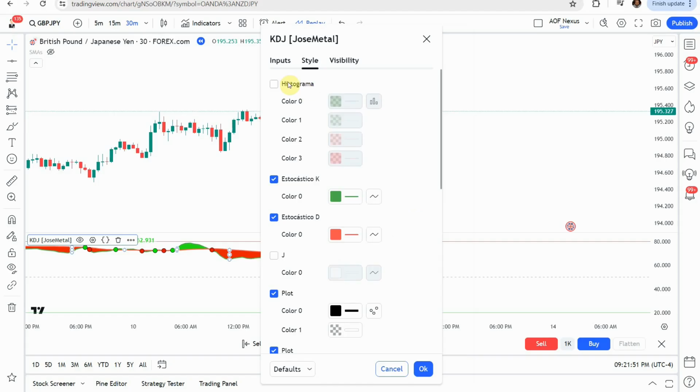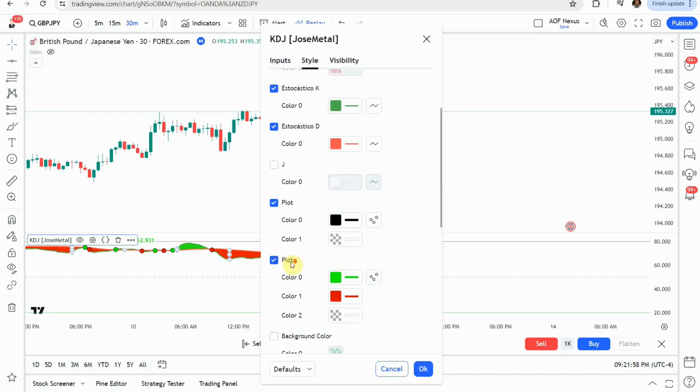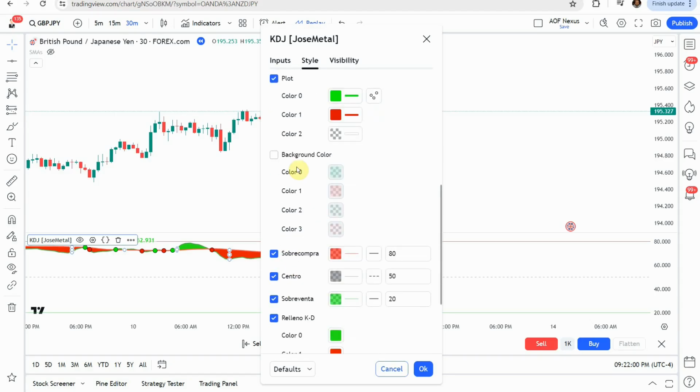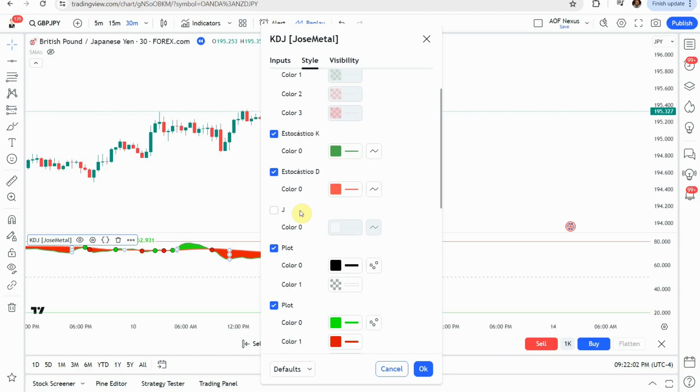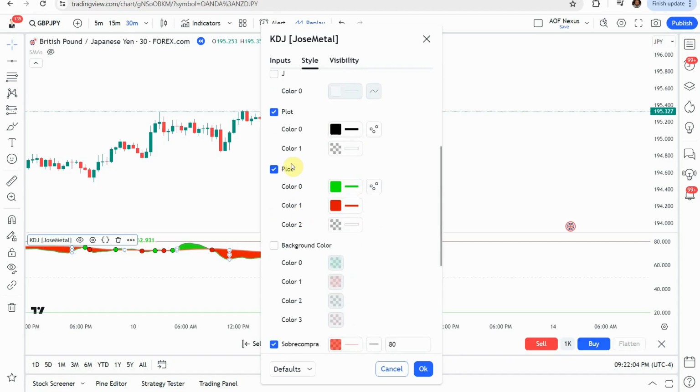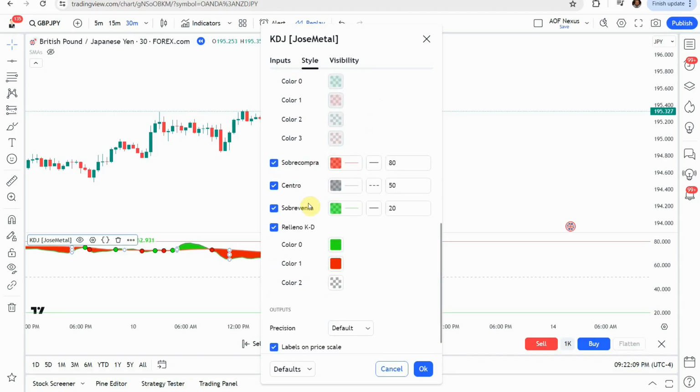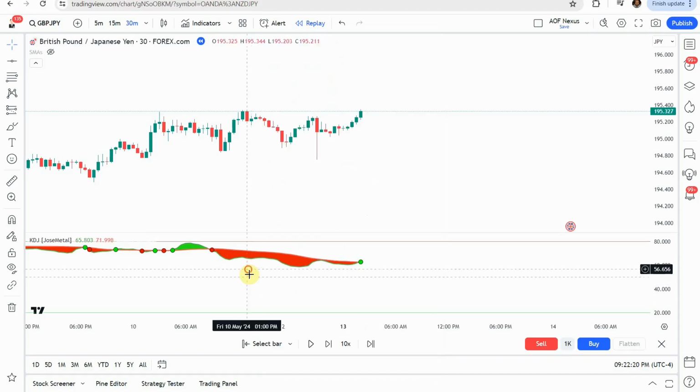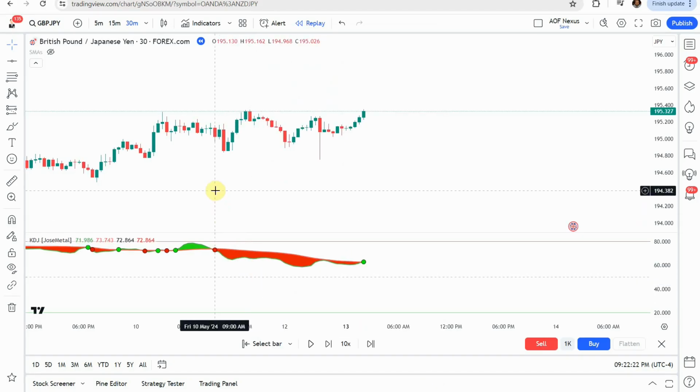Go ahead and jump into the styles, turn off the histo, here selection number 1, turn off the J right here, and then scroll down and turn off the background colors. And I did go in under the plot right here, and the kind of background here, the KD, and change them to a more vibrant green and red color. That's totally up to you if you want to do that or not.